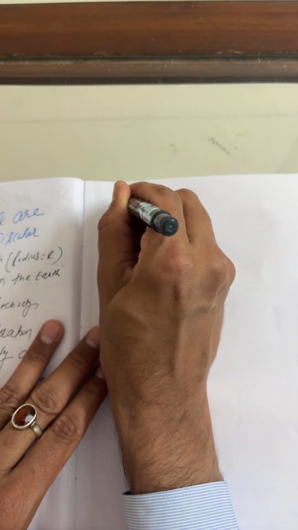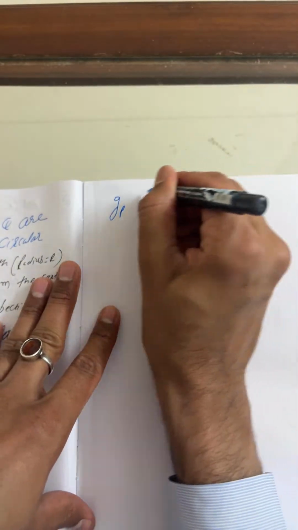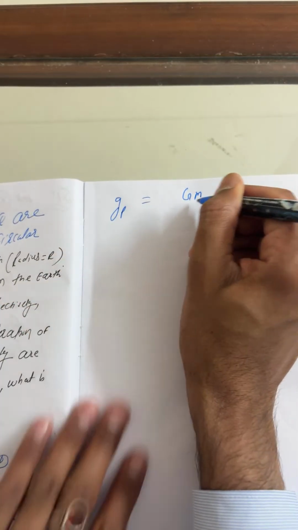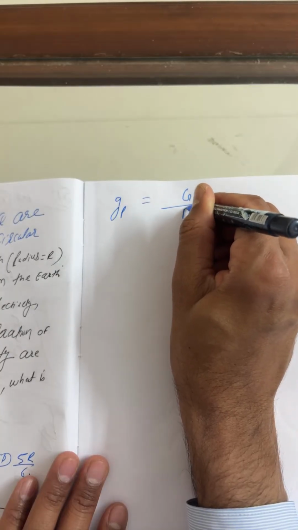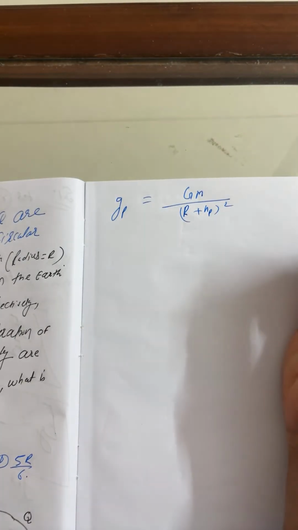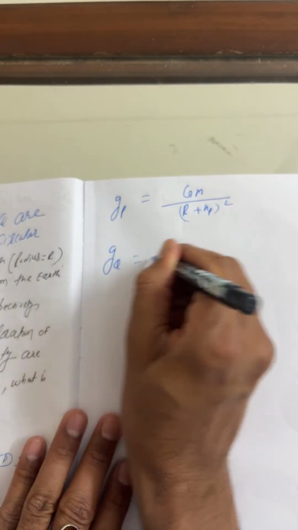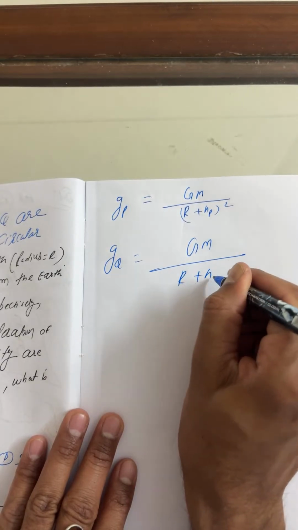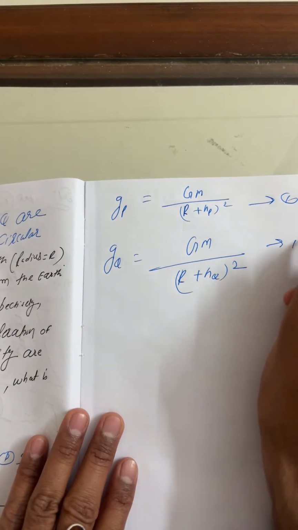For GP, what can you write here? This is GM upon R plus HP whole square. Similarly, you can write for GQ: GM upon R plus HQ whole square. Equation number one, equation number two.